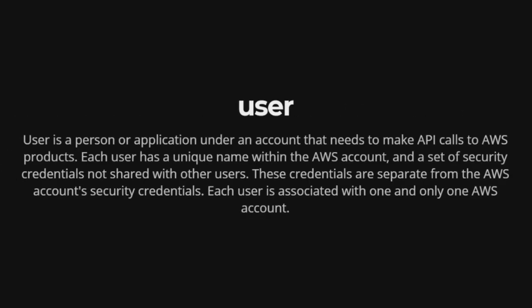User. User is a person or application under an account that needs to make API calls to AWS products. Each user has a unique name within the AWS account, and a set of security credentials not shared with other users. These credentials are separate from the AWS account's security credentials. Each user is associated with one and only one AWS account.